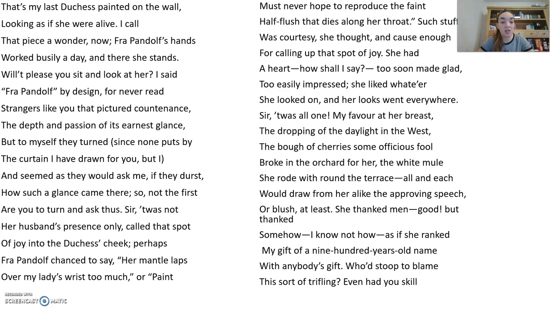That's my last Duchess painted on the wall, looking as if she were alive. I call that piece a wonder, now. Frà Pandolf's hand worked busily a day, and there she stands. Will it please you sit and look at her? I said Frà Pandolf by design, for never read strangers like you that pictured countenance, the depth and passion of its earnest glance, but to myself they turn, since none puts by the curtain I have drawn for you but I, and seemed as they would ask me if they durst, how such a glance came there.